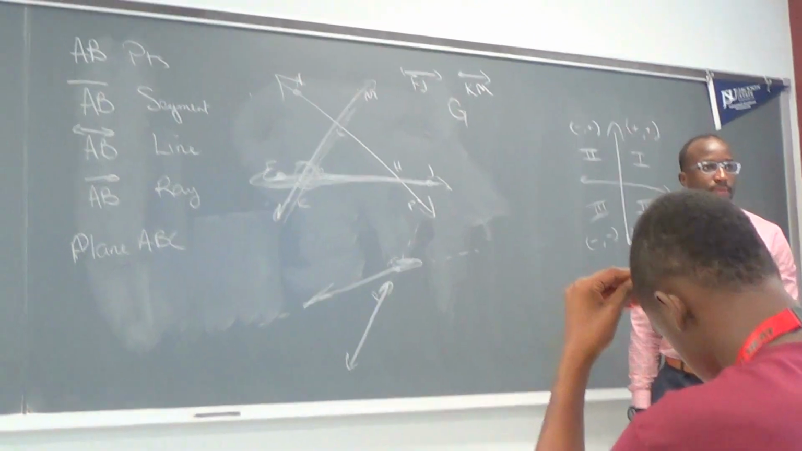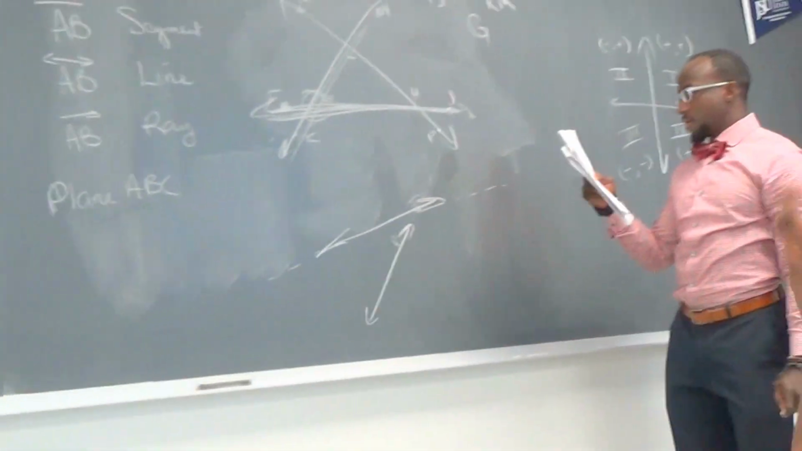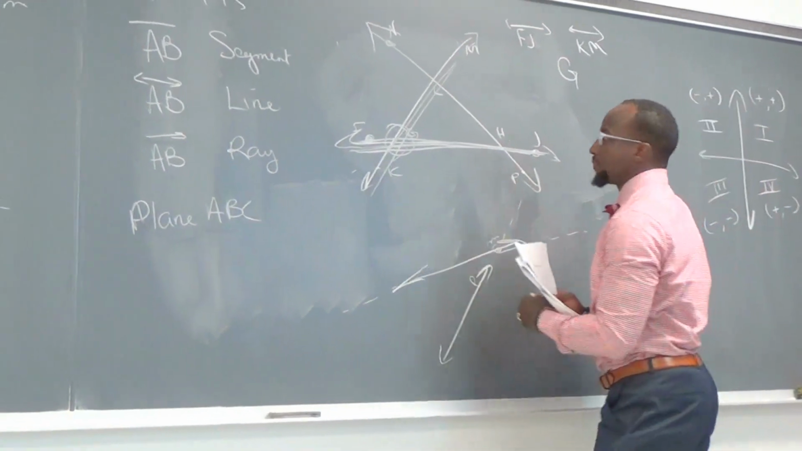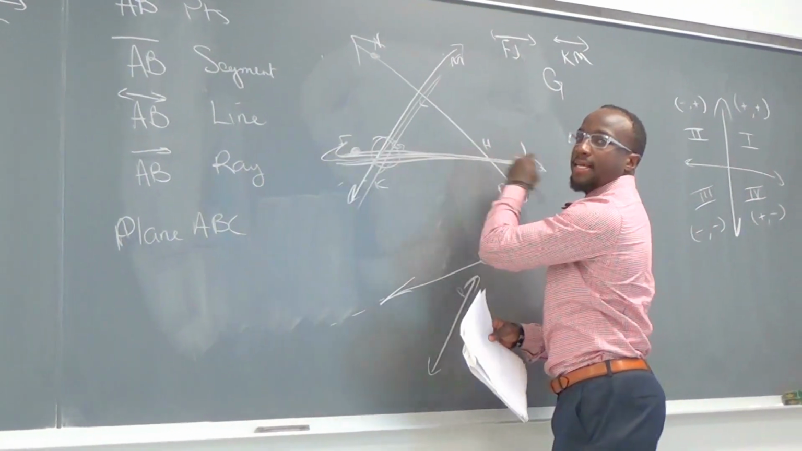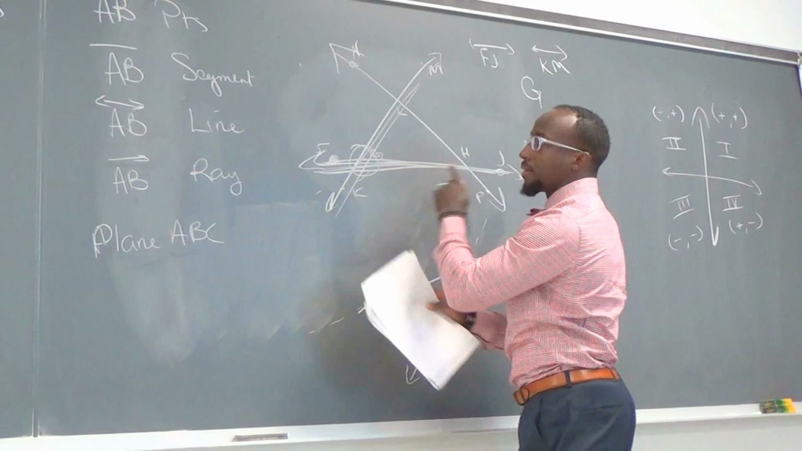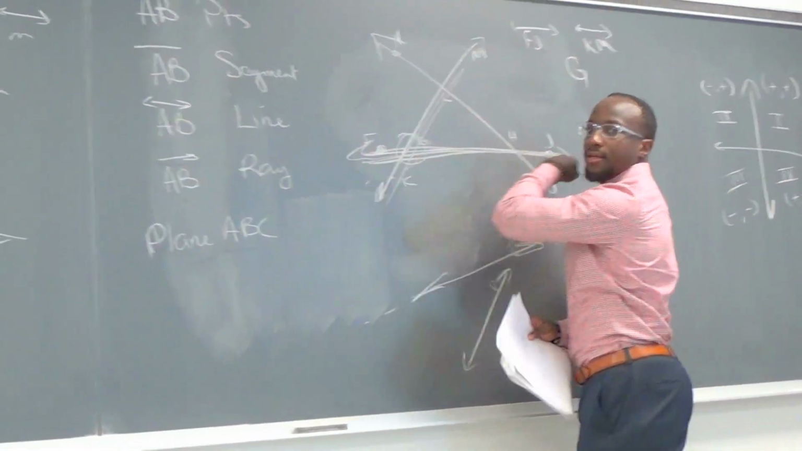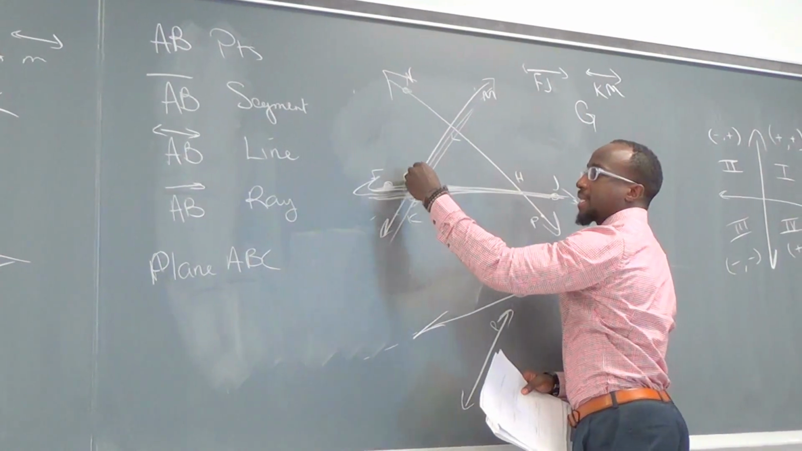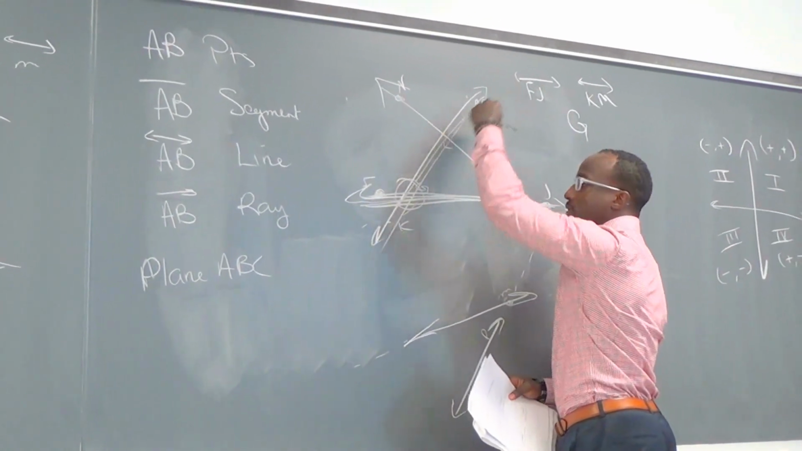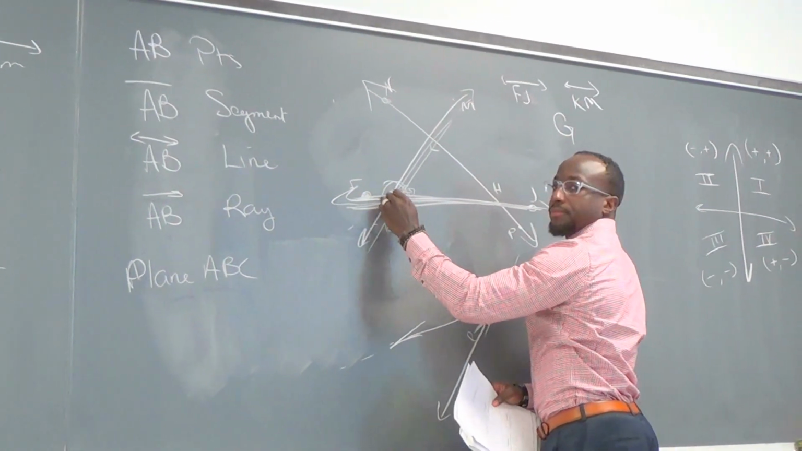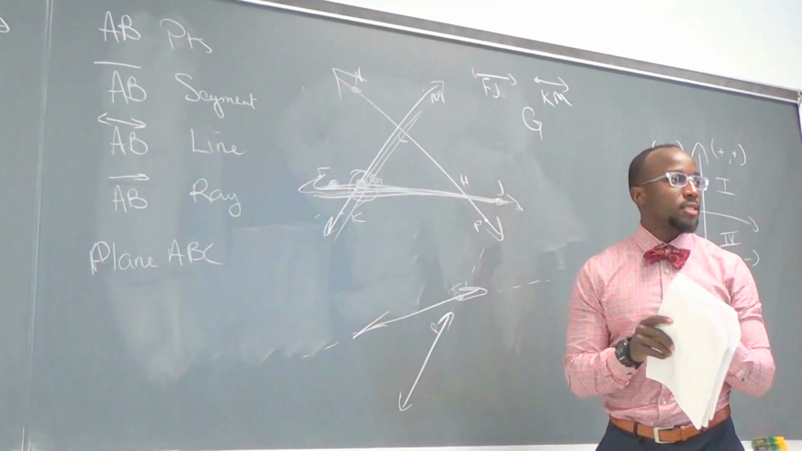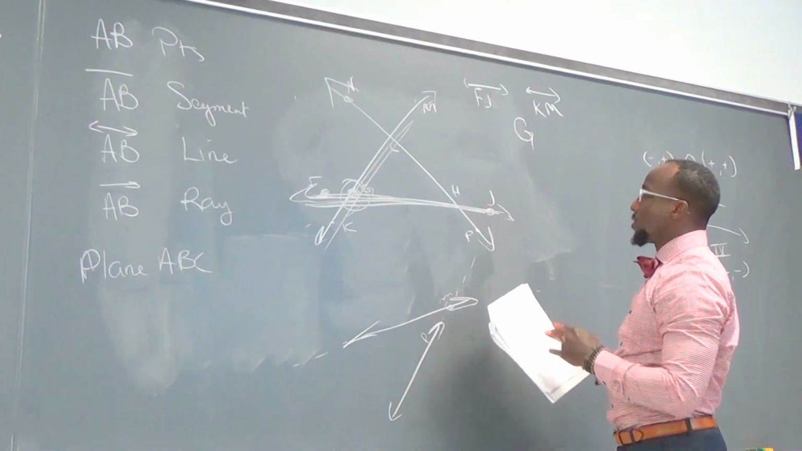Does everybody see that? Okay. That's going to be G. So this is FJ. This whole line is FJ. That's line FJ. The next line is KM. They intersect at this point. These two lines meet at this point. Point G. That's the corner. The point is the corner. Okay? Let's do one more example.